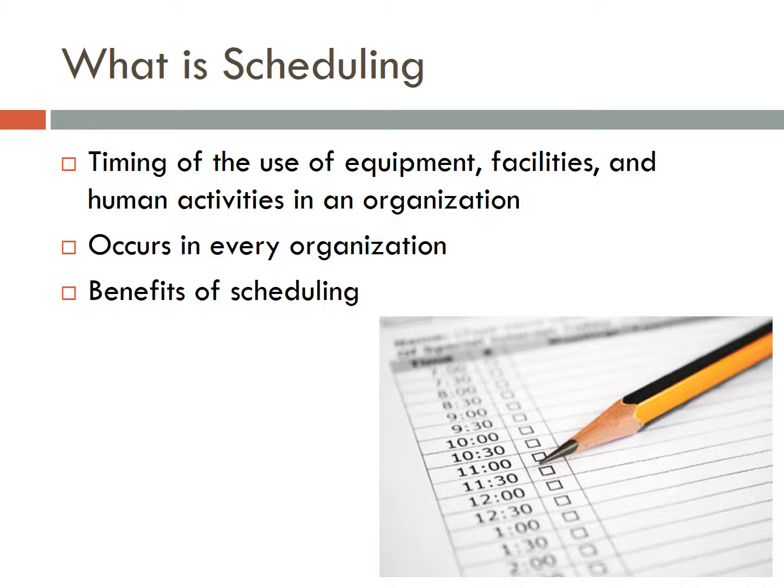So, what is scheduling? It is basically anything that has to do with establishing the time of the use of equipment, facilities, and human activities in an organization. No matter what kind of activities are going on in an organization, pretty much every organization is going to have scheduling. It's going to happen. When scheduling is done right and is effective, it can help with cost savings, and it definitely increases productivity, and it also has some other benefits.